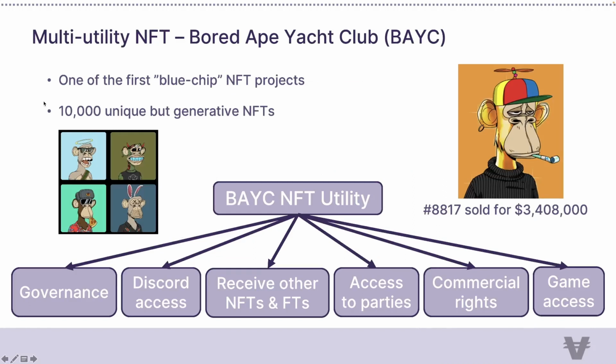So, Bored Ape Yacht Club, which is probably one of the most famous NFT projects, is one of the first blue chip NFT projects. It has 10,000 unique but generative NFTs, and it is a multi-utility NFT, as you can use your Bored Ape Yacht Club NFT for governance, to access a Discord, to receive other NFTs such as the Mutant Ape Yacht Club and its ApeCoin when it was released. You can get access to parties, you get commercial rights to your own NFT, and you will get access to the Otherside, which is the game they will be releasing anytime soon.